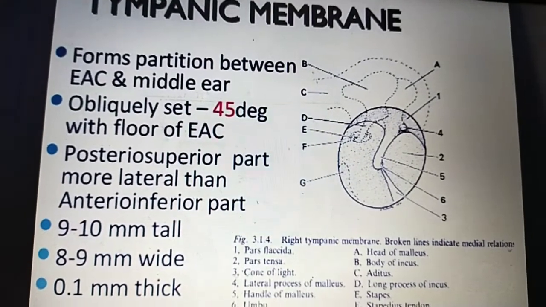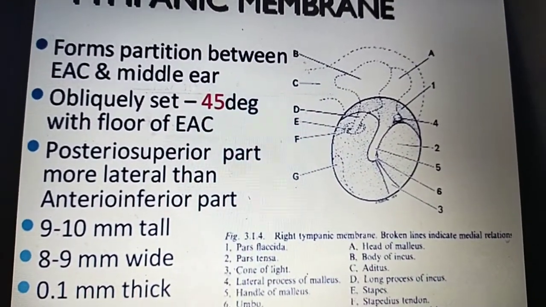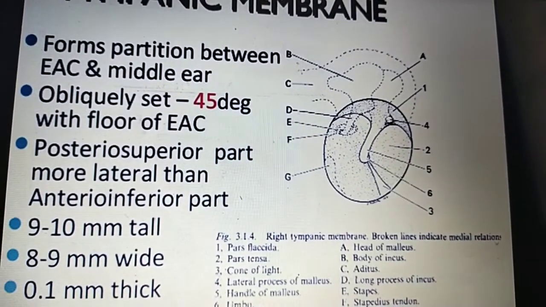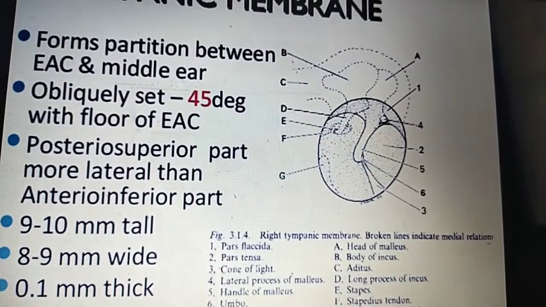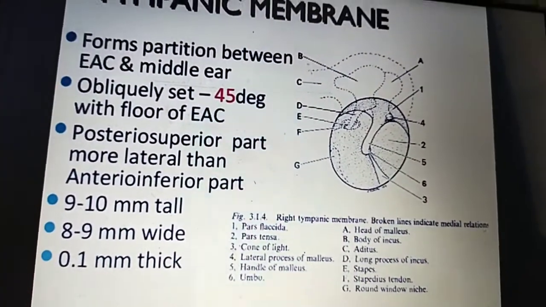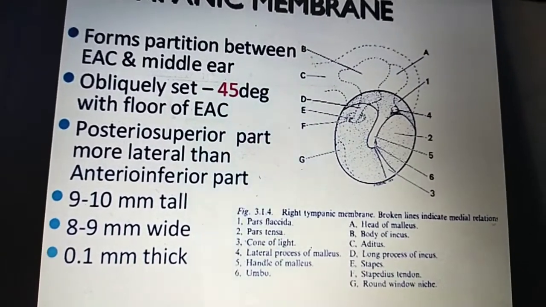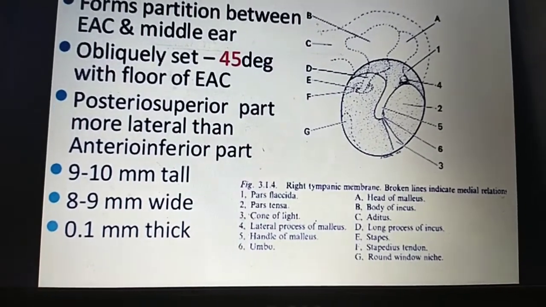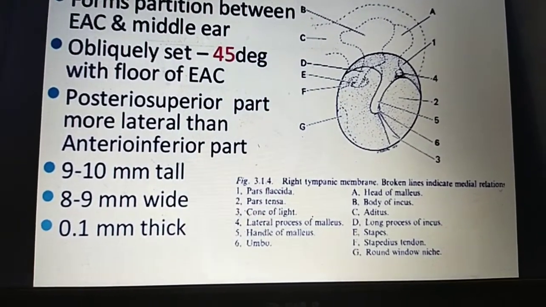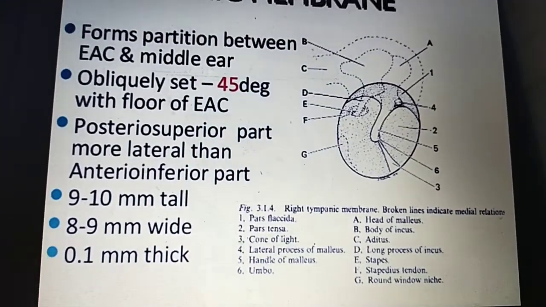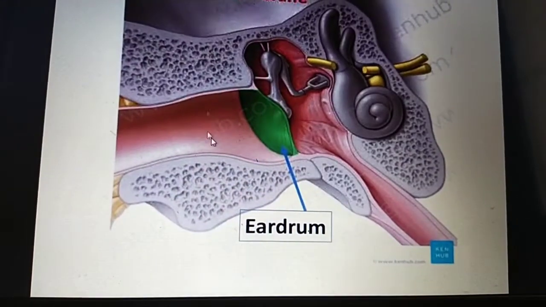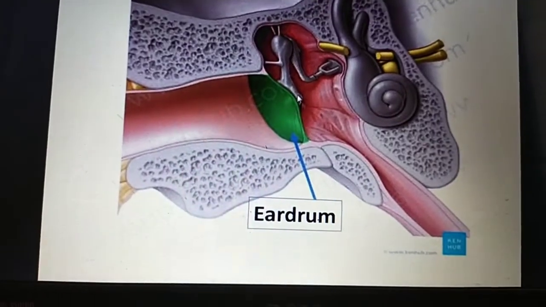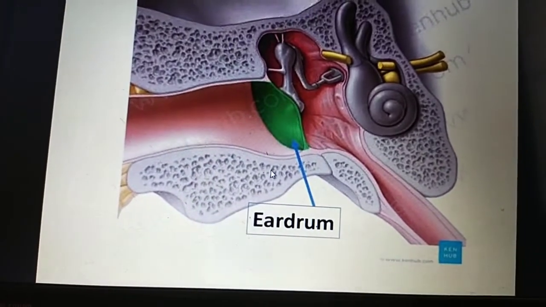The tympanic membrane forms the partition between the external auditory canal and the middle ear. It sits obliquely at 45 degrees with the floor of the external auditory canal. The posterior superior part is more lateral than the anterior inferior part. It is 9 to 10 mm tall, 8 to 9 mm wide and 0.1 mm thick. You can see here it sits obliquely, and it divides the external auditory canal and the middle ear, and it is a thin membranous layer.